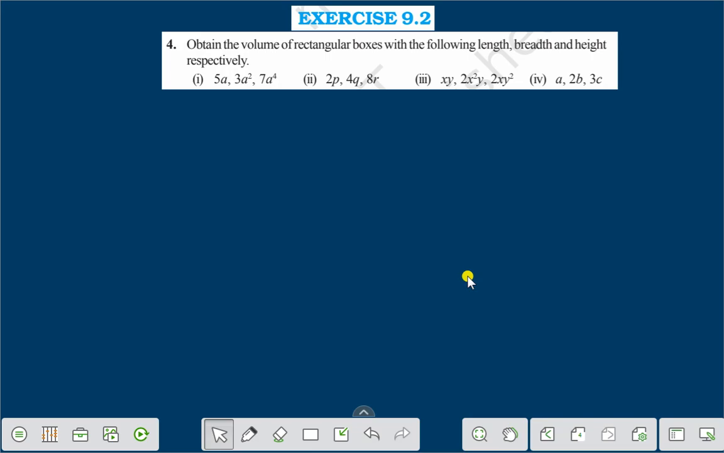Hello everyone. Today I shall discuss exercise 9.2 question number 4. Obtain the volume of rectangular boxes with the following length, breadth and height respectively.